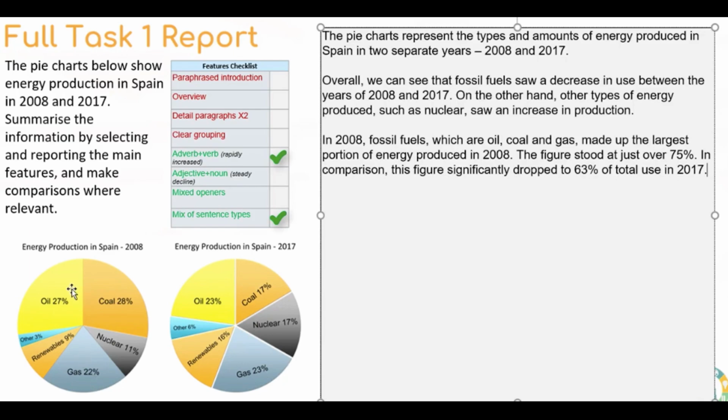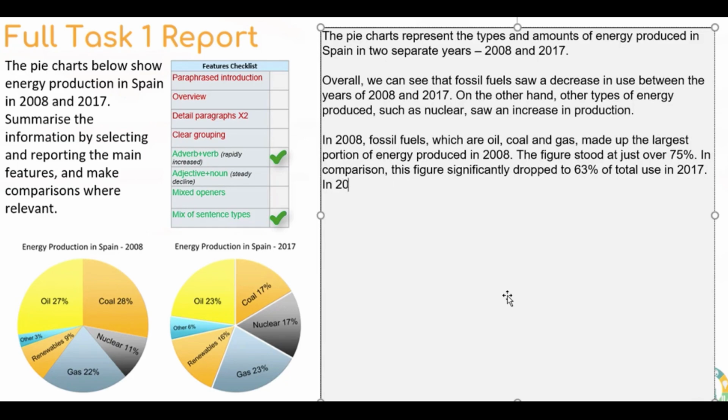So I've given an overall picture of fossil fuels, which is my first group. And now I'm going to go into even more detail and discuss each type of energy separately. So let's start with oil. We'll start with coal, which is the largest amount, and I'll describe the drop.